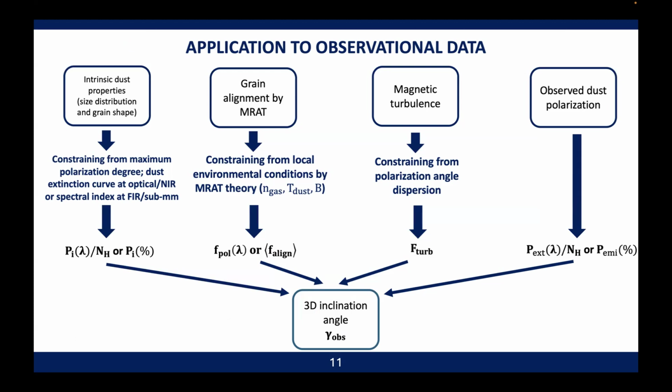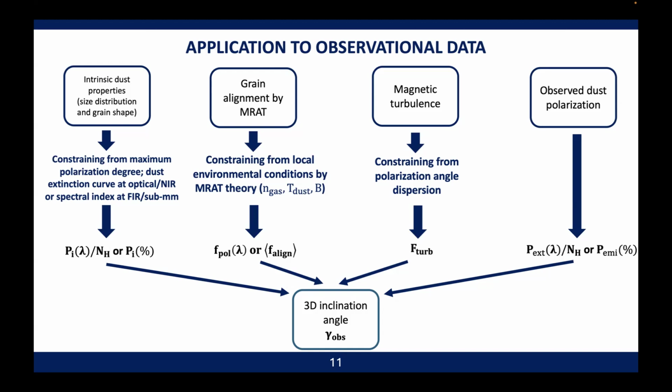So for each factor from observation, for instance, for the intrinsic dust properties like the size distribution and also the grain shape, we can constrain that from the maximum polarization degree, and also we combine that with other tracers, such as the dust extinction curve that we can get from optical and near-infrared wavelength, or the spectral index that we can get from the SED fitting at 500 submillimeter to get the intrinsic dust polarization.